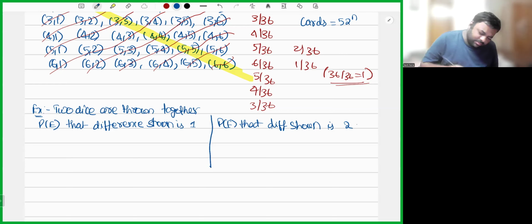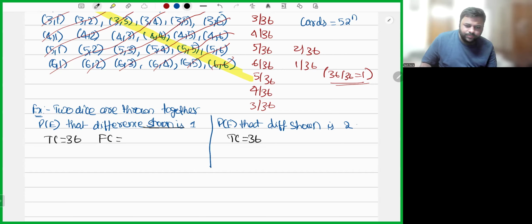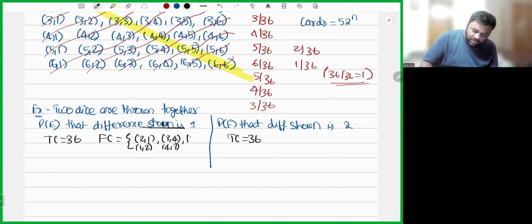Sir, how we calculate? Simple, sir. What are total cases here? Total cases are obviously 36. Now, favorable cases. In how many cases we have got difference as 1? Can you tell me? Difference shown is 1 in how many cases? Simple, sir. 2, 1, 1, 2. Still. 3, 4, 4, 3. Still. 2, 3, 3, 2. Still. 4, 5, 5, 4. Still. 5, 6, 6, 5. That's it.